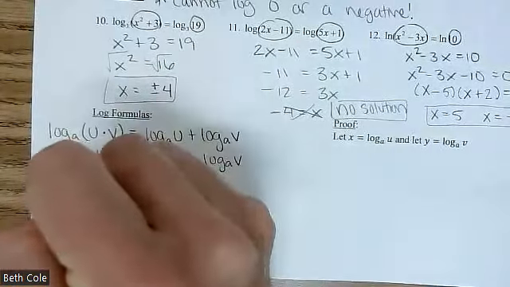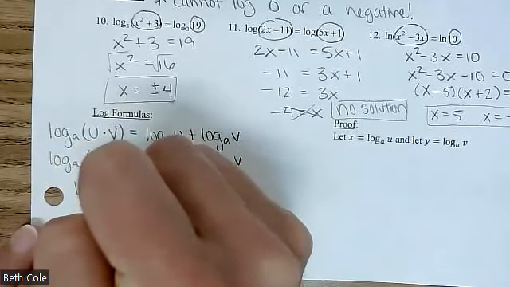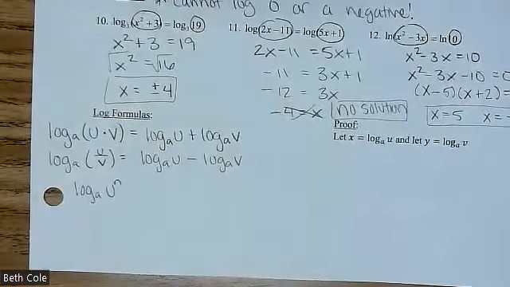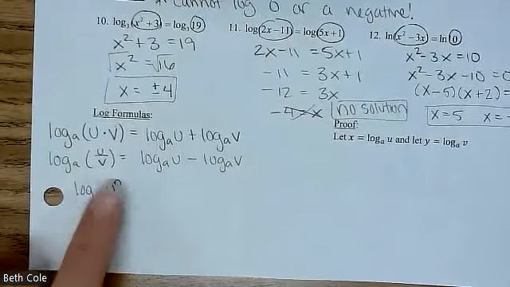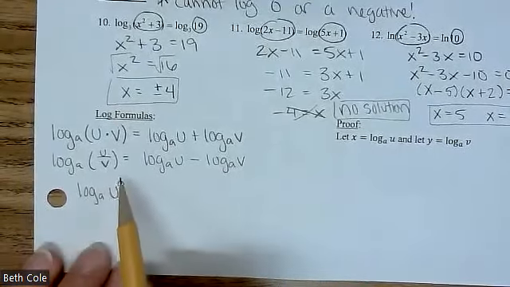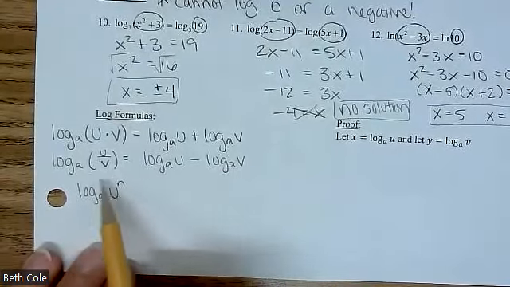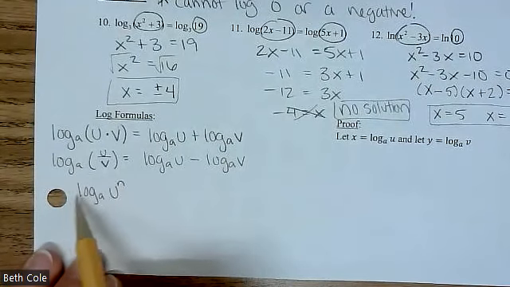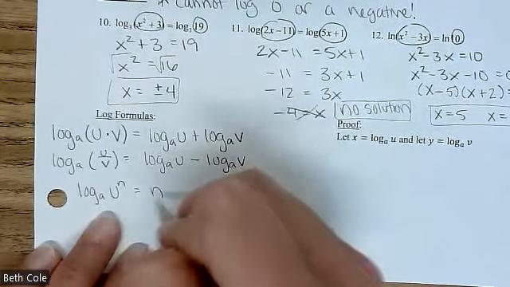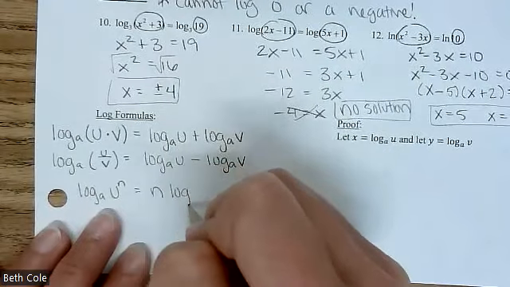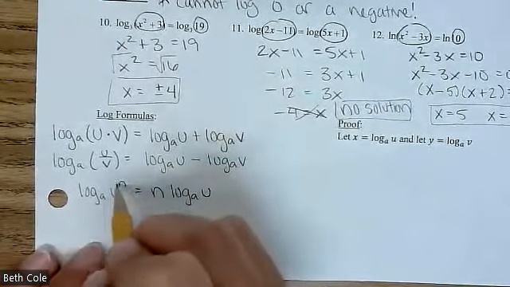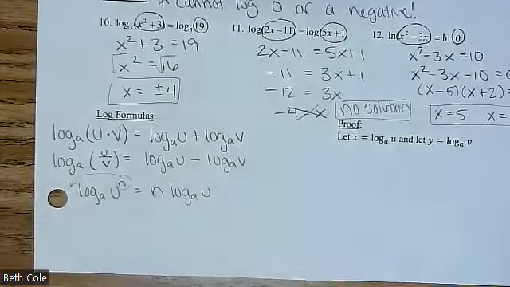All right, log base A of u to the nth power. So when you have an exponent there, what you're allowed to do is take that exponent and bring it down and write it out front as the coefficient. So it would be n times log base A of u. So you're allowed to take that exponent and bring it down and write it out front.